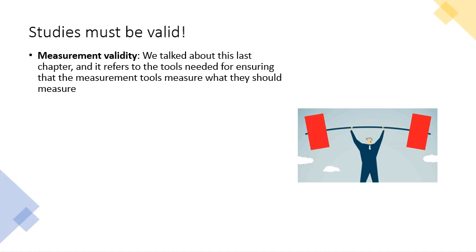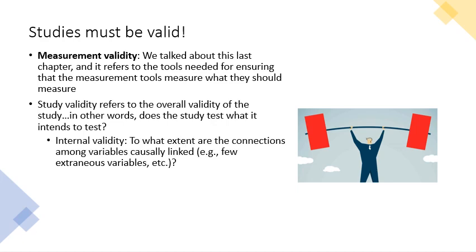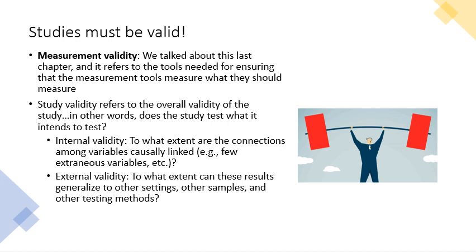So we talked about earlier how your measurement tools have to be valid. They have to measure what they say they are, they have to be well defined, and so forth. Your study also has to be valid. So does the study test what it intends to test? And you know already that this has to have internal validity, so the connections among your variables need to be causally linked, and we know that external validity means you can generalize. Well, what we're talking about today, populations and samples, relates to internal validity.